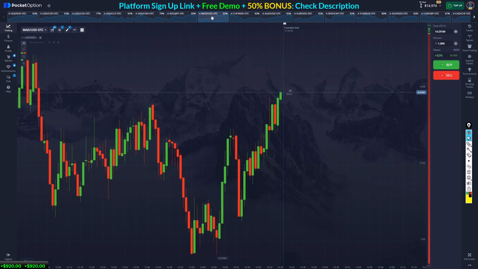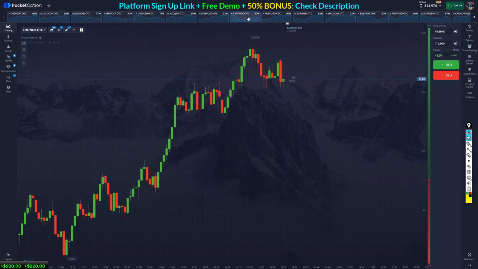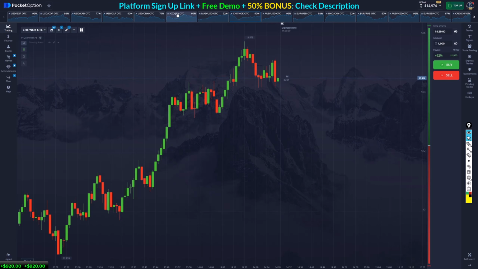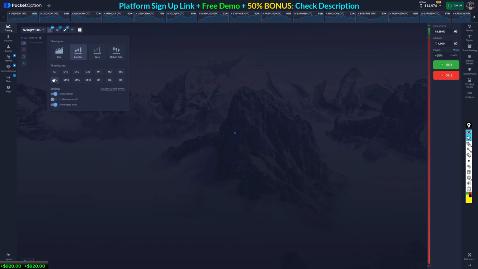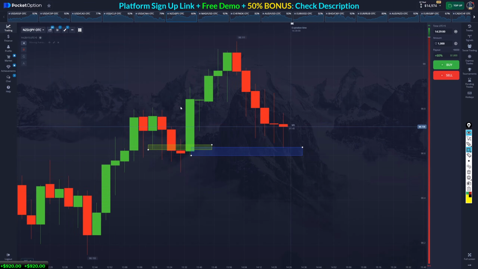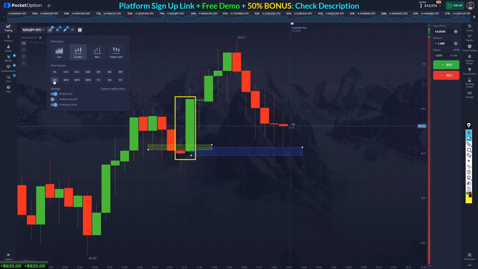Now, I will just go to the next pair and I will try to find another opportunity. Let me just show you the higher time frame confirmation for this QM. As you can see, we have an engulfing pattern in 5 minutes. I forgot to tell you this.